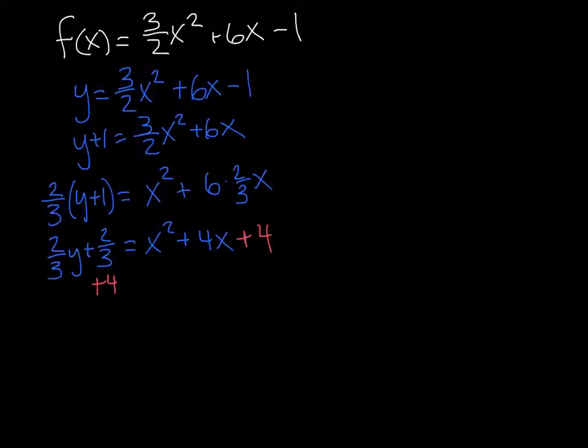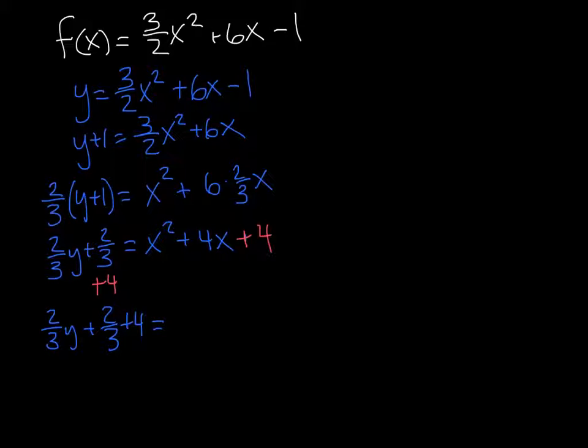Why do I need to add it to both sides? So I don't break algebra. We can't just add things to one side of the equation without doing it to the other side. So now let's rewrite everything we've got here. I've got 2/3 y plus 2/3 plus 4. The reason I added this 4 was to complete the square. That's the step in completing the square. So we want to write this as a perfect square. Whenever you're completing the square, that's what you should end up with.